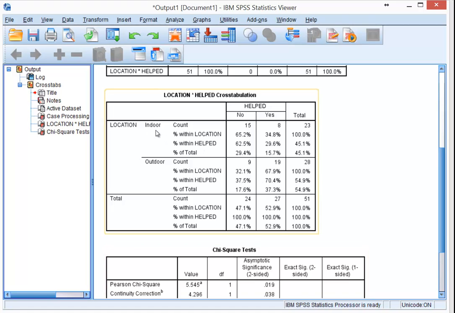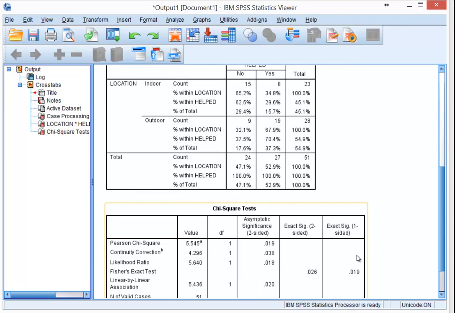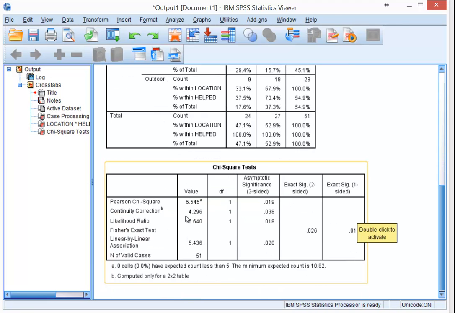It tells us of the indoor people, 8 helped, 15 did not. Of the outdoor people, 19 helped, 9 did not. You can double check that against the problem and make sure we entered our data correctly. Our Pearson chi-square is a 5.545 with 1 degree of freedom, which gives us a significance level of 0.019, which is less than 0.05, so there is a significant interaction here.